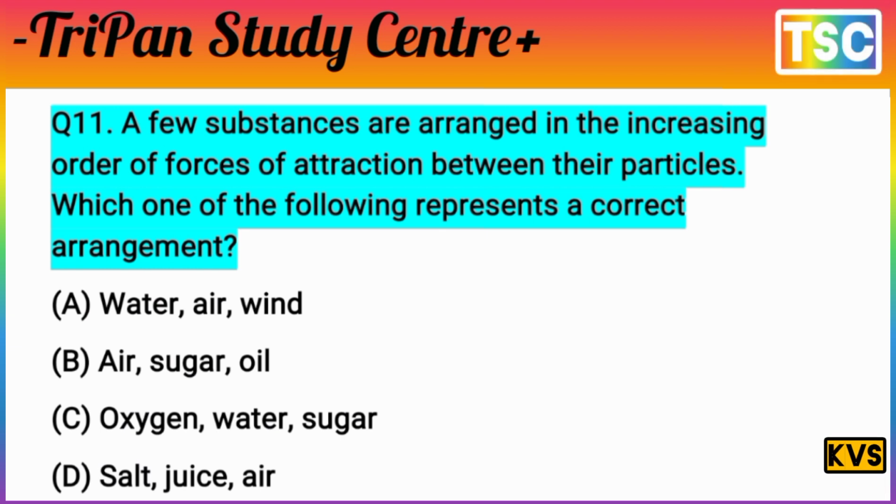If we look at the options: option A is water, air, wind; B is air, sugar, oil; C is oxygen, water, sugar; and the next, D, is salt, juice, air. You know this question is very interesting. A few substances are arranged in the increasing order of force of attraction between their particles.